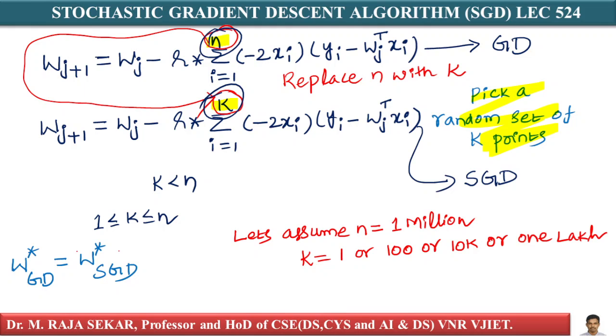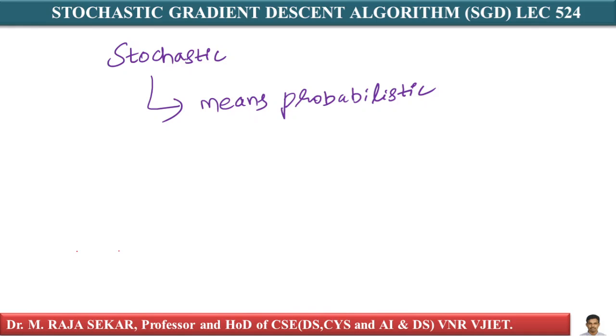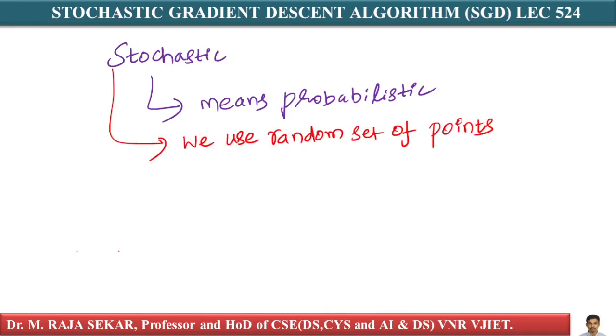For all k, it says if you keep doing iterations, the solution that you will get with gradient descent is the same solution that you will get with stochastic gradient descent. This is called stochastic because stochastic basically means probabilistic, or wherever you use randomization. Here we are using a random set of points. That's important, and hence it is called stochastic gradient descent.